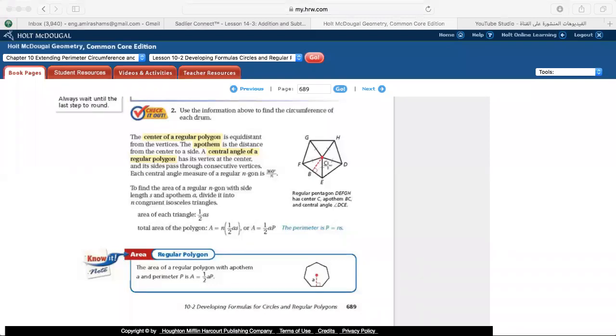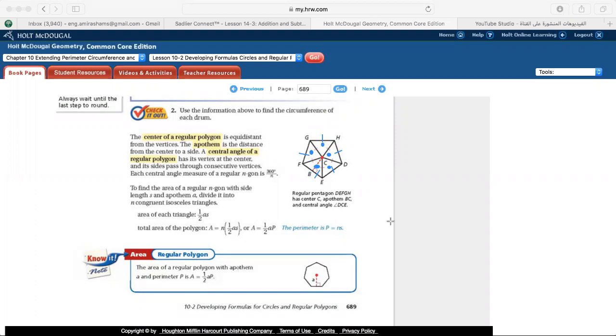This is the first one, second one, third one, fourth one, and fifth one. Why? Because I have 1, 2, 3, 4, 5. This polygon has 5 sides. 5 sides. So it will be divided into 5 isosceles triangles.